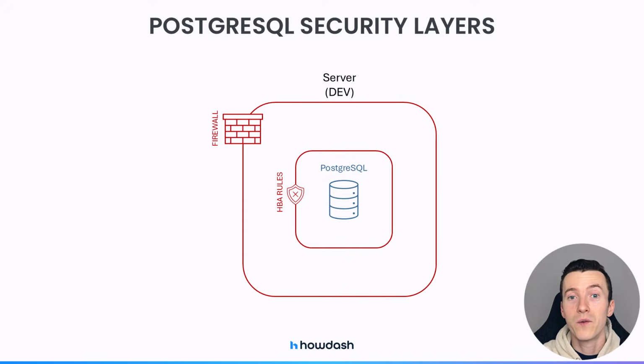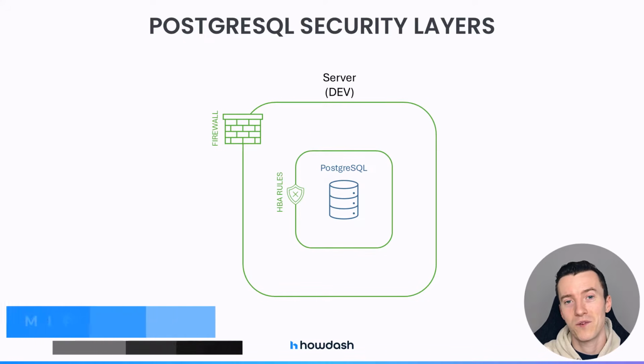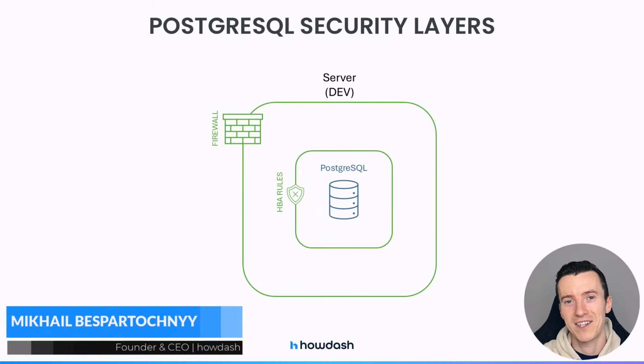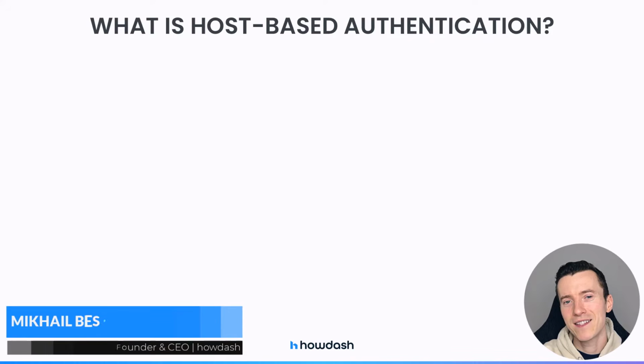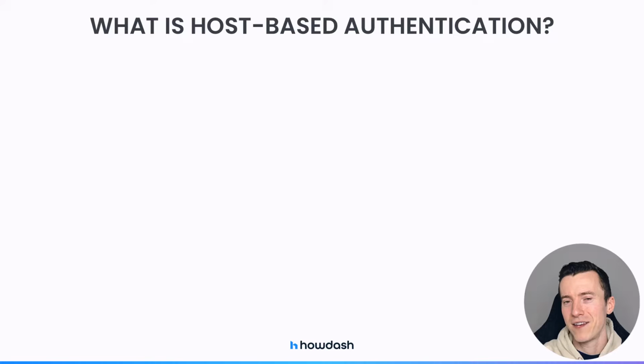Yesterday, we configured Windows Firewall to allow connections to PostgreSQL from other servers. Today, let's finish up and configure PostgreSQL's host-based authentication rule to also allow connections from other servers. Let's get started. So what is this host-based authentication thing?